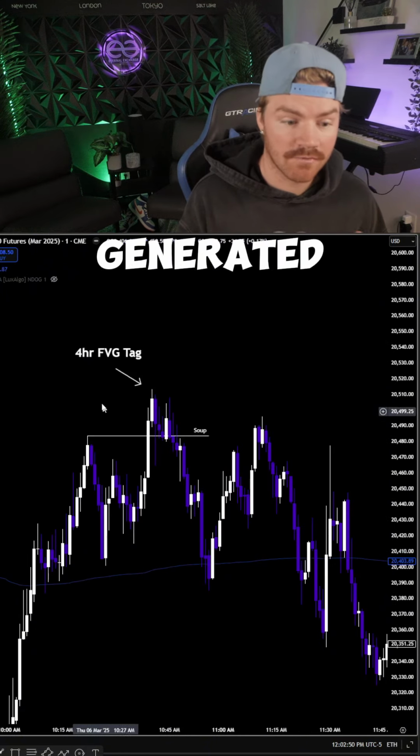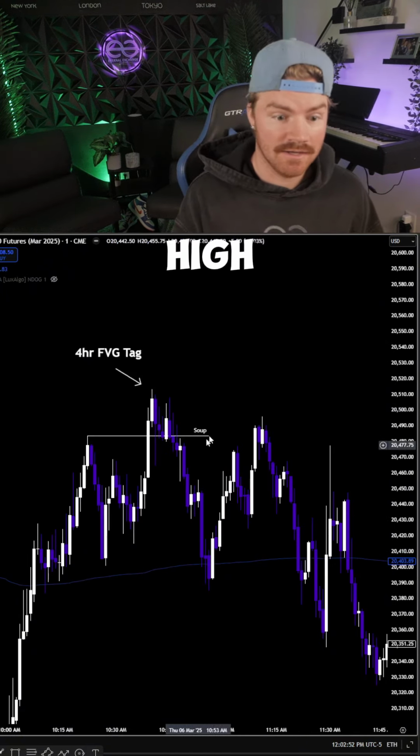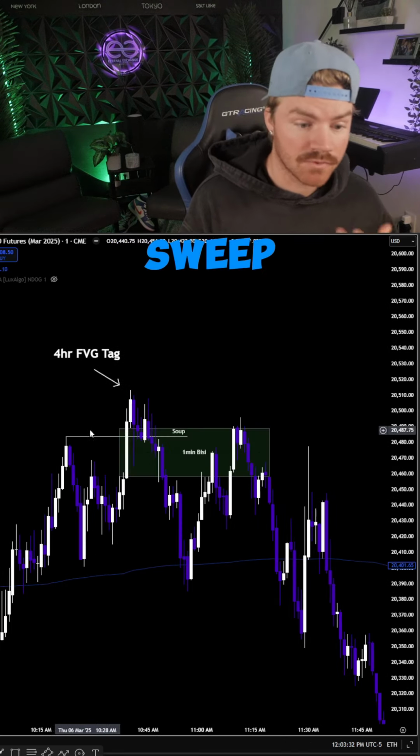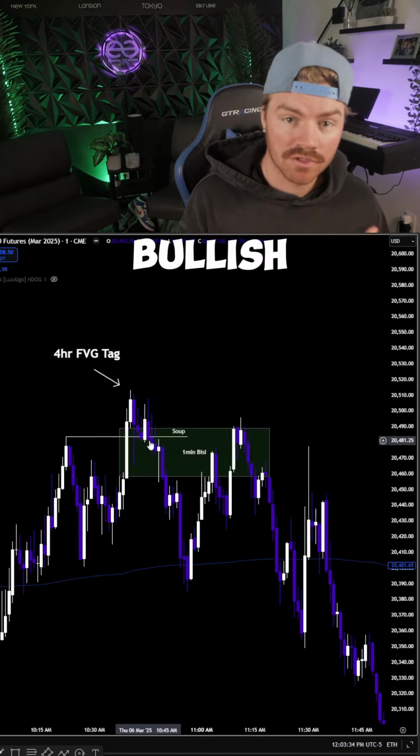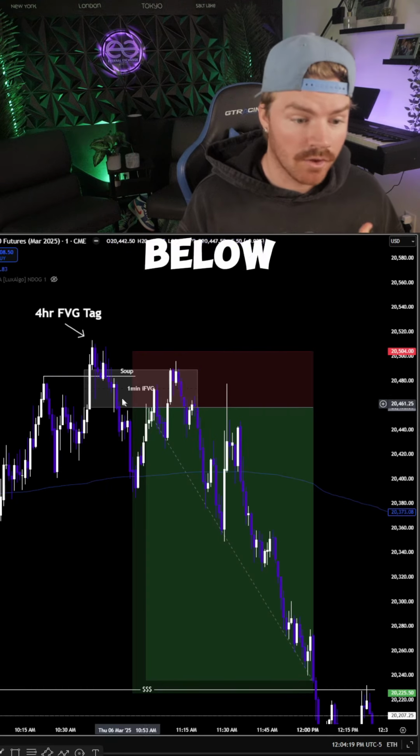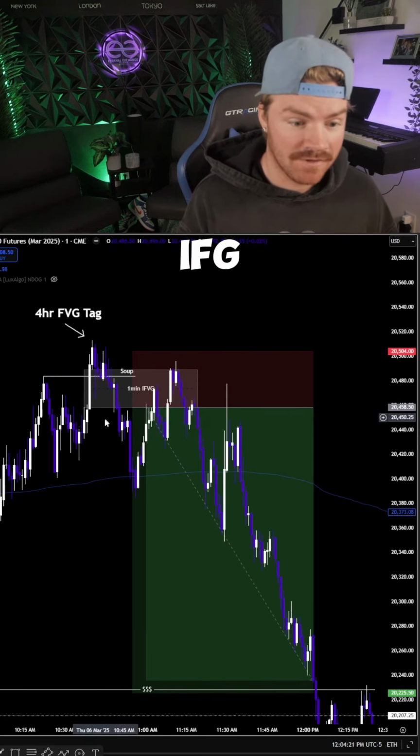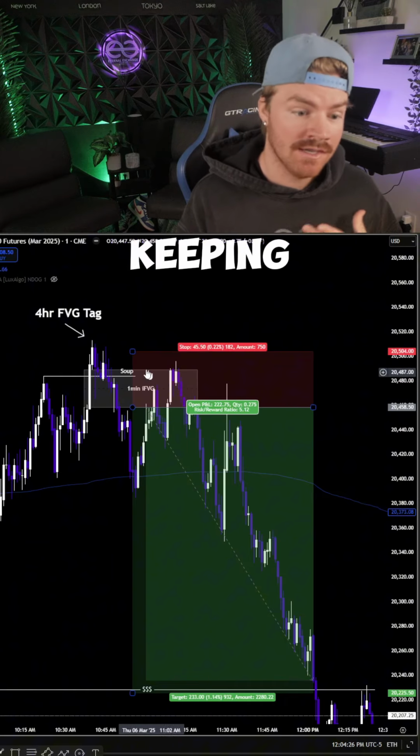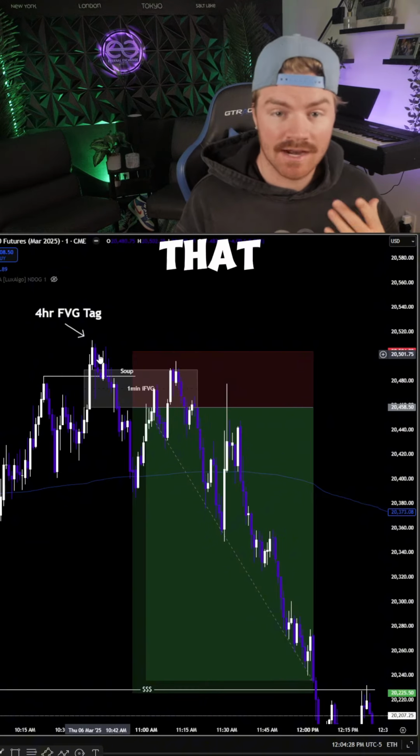Right here, we generated internal liquidity with the swing high, and this is when we tagged into the 4-hour bearish fair value gap. On this move up to sweep liquidity, we created a 1-minute bullish fair value gap. Once price closes below that bullish fair value gap, it becomes an IFVG. What I do is wait for a retest of that IFVG, and I take my entry, keeping my stop above the wick of that IFVG candle.